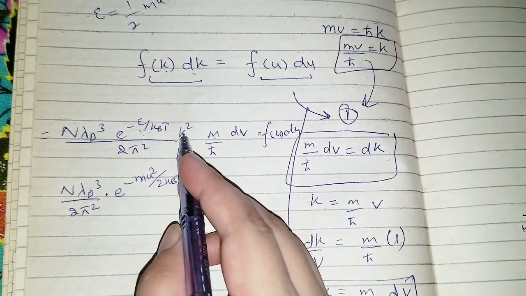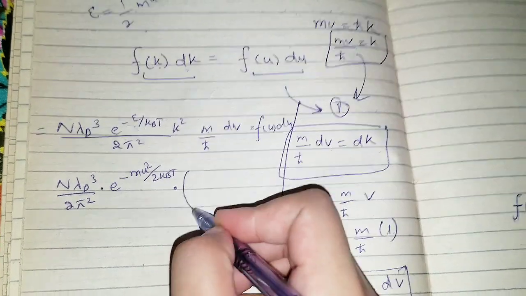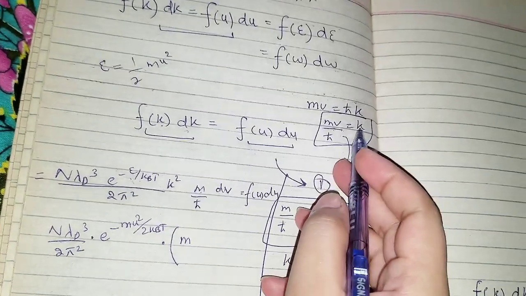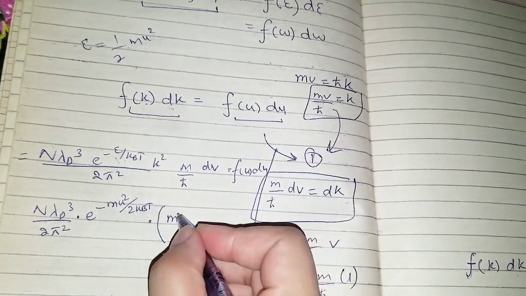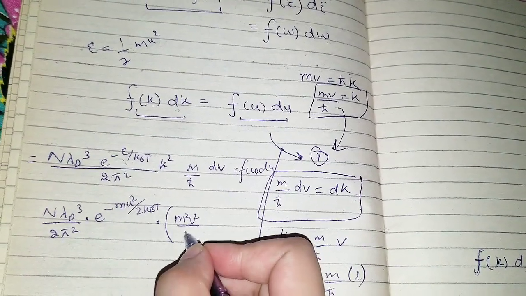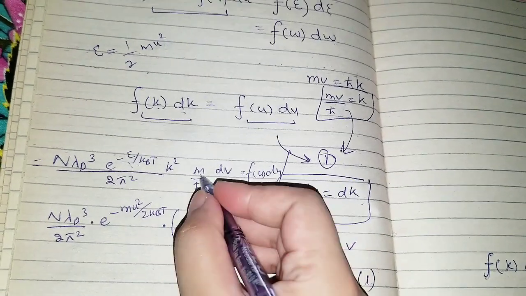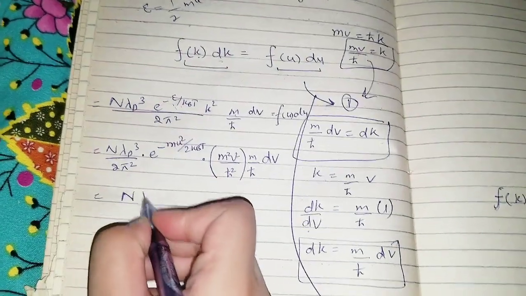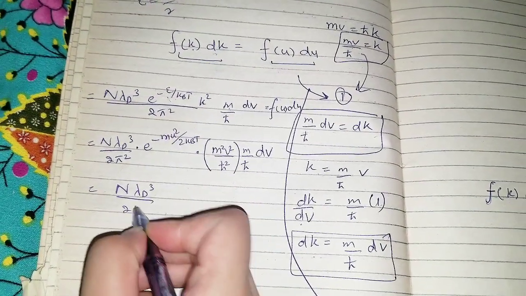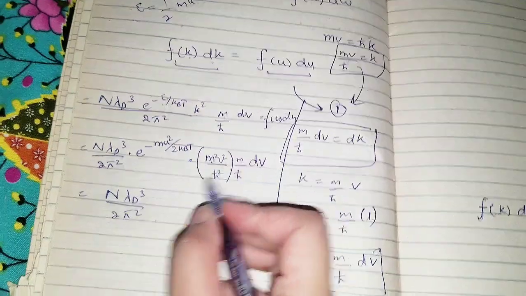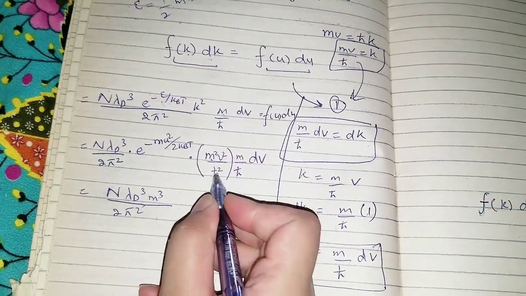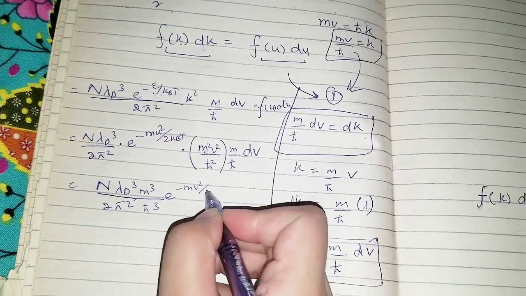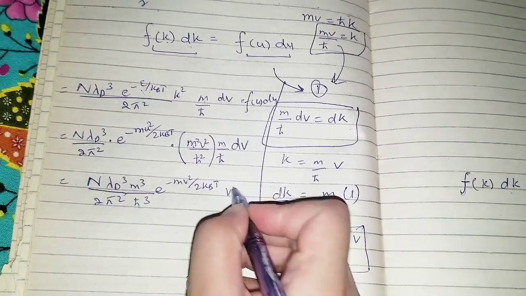For k squared, we know the value of k, which is mv by ħ. So let us put the value of k squared, the whole square of these quantities, m squared v squared divided by ħ squared, and this m by ħ as it is, and dv. After that let us simplify the whole thing, and it will become m cubed divided by ħ cubed, and we have e to the power minus m v squared by 2 k_B T, and v squared dv.